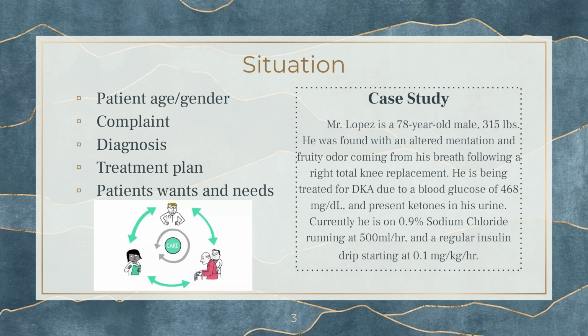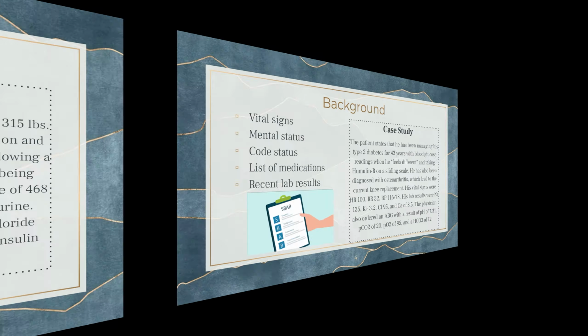Mr. Lopez is a 78-year-old male weighing 315 pounds. He was found with an altered mentation and fruity odor coming from his breath following a right total knee replacement. He is being treated for DKA due to a blood glucose of 468 and present ketones in his urine. Currently, he is on normal saline running at 500 milliliters an hour for fluid resuscitation and a regular insulin drip starting at 0.1 milligrams per kilogram per hour.